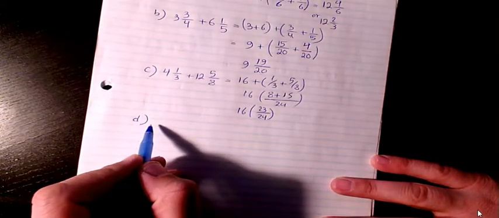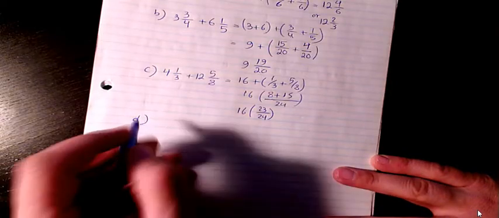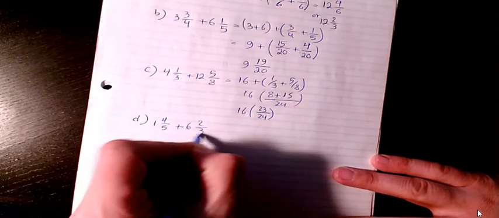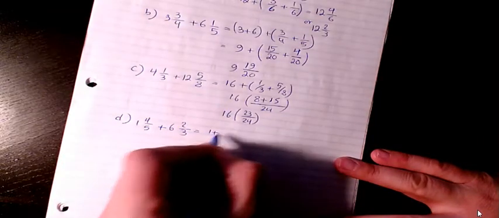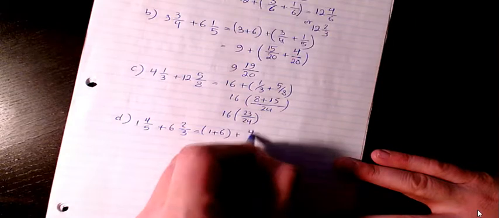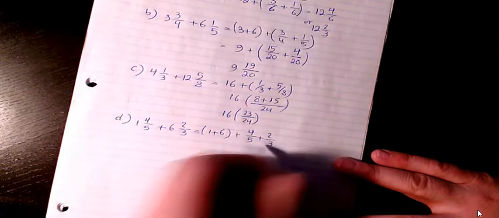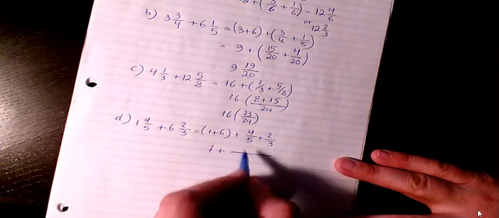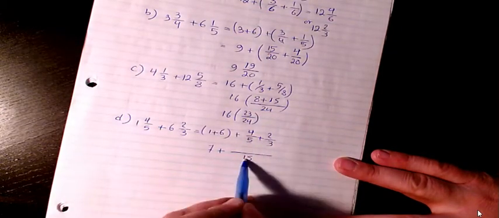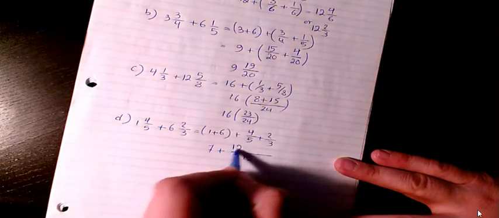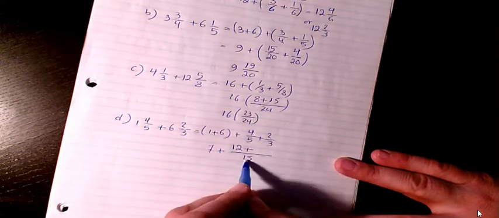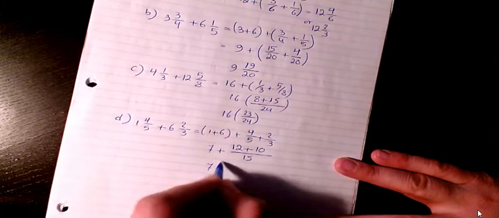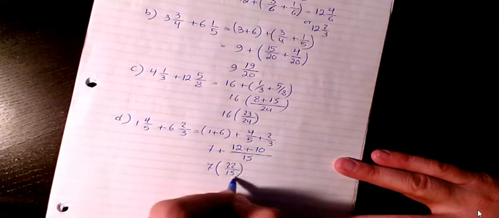D is 4 4/5 plus 6 2/3. So we have 1 plus 6 plus 4/5 plus 2/3. So we have 7 plus, here the common denominator for 5 and 3 is 15. 5 times 3, 4 times 3, it will be 12. 3 times 5 will be 15, so 2 times 5 will be 10. So it will be 7, 22 over 15.